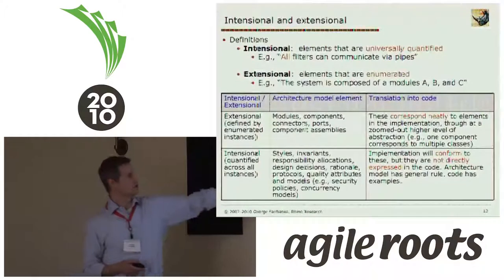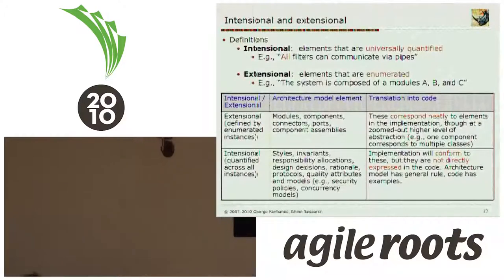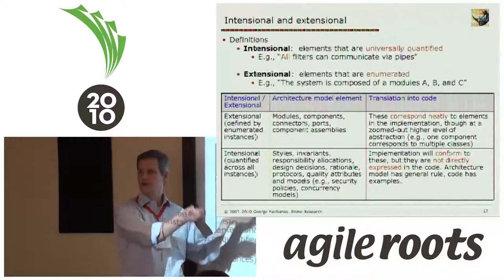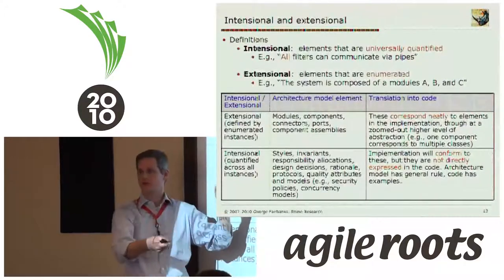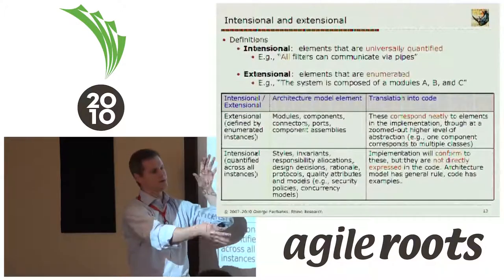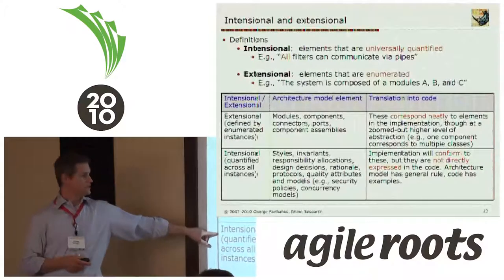And so if you look at these architectural model elements, and I'm going to review these in a little bit, the extensional things are things like modules, components, connectors, ports, and component assemblies. Even if my language can't let me define a connector, and I have to define it as a class or something, when I look at the code, I can still see a correspondence: this was my design, I sketched these things on the board or chatted with a colleague about them, and in the code I see a zoomed-out version of this detailed thing. However, there are a bunch of intentional things.